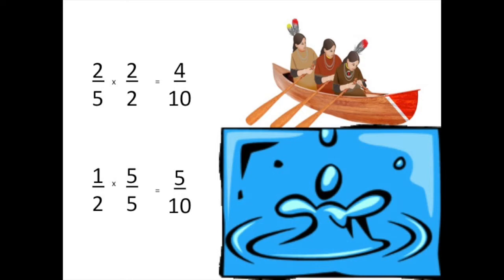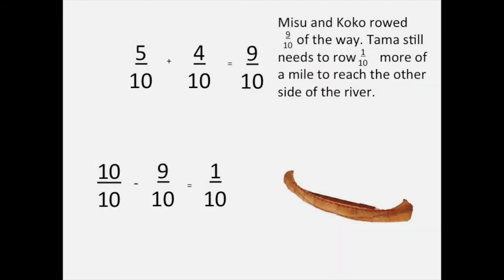We can now take 2/5, multiply the numerator and the denominator by 2, and that equals 4/10. We can take 1/2, multiply the numerator and denominator by 5, and that gives us 5/10. And now we can go ahead and add both fractions. 4/10 plus 5/10 equals 9/10. So Misu and Coco row 9/10 of the way.